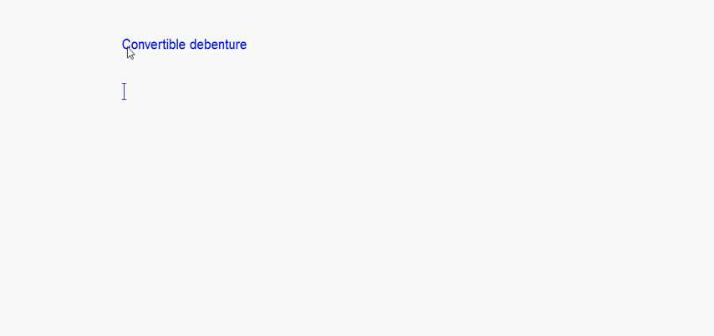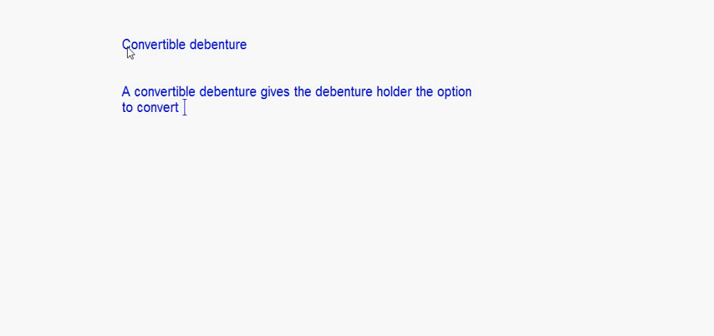So now what we are concerned about is the convertible debentures. So here we can write: a convertible debenture gives the debenture holder the option to convert his debentures into shares or a new class of debenture at a later date, right?